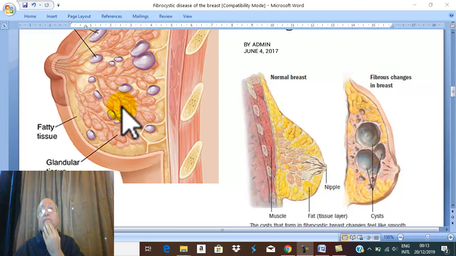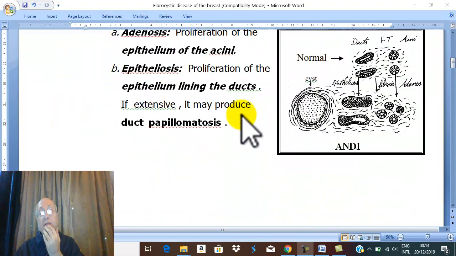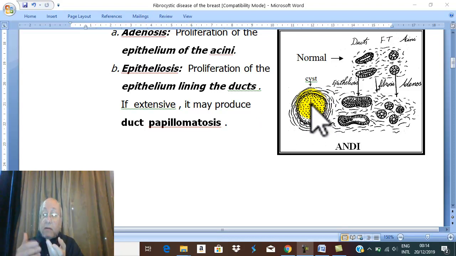The cyst may be formed and becomes a large cyst. If the cyst is formed, what is the structure of the cyst? Any cyst contains a fluid. The fluid may be clear fluid, which is the normal secretions of the mammary gland in non-lactating females.